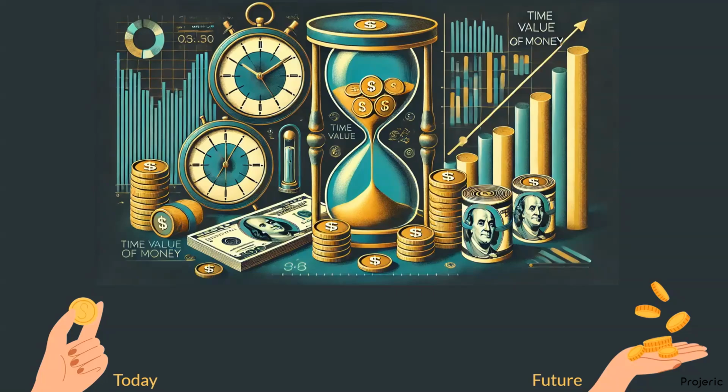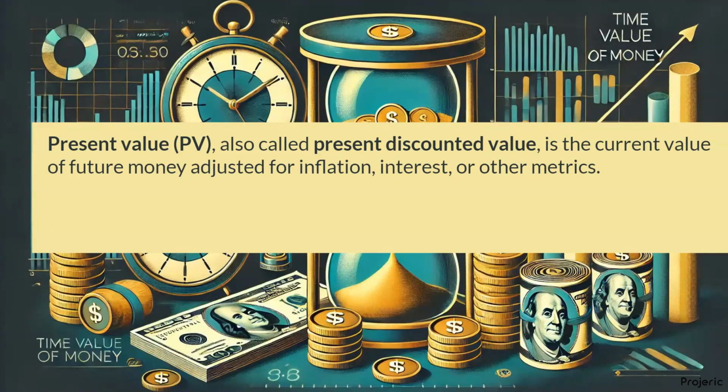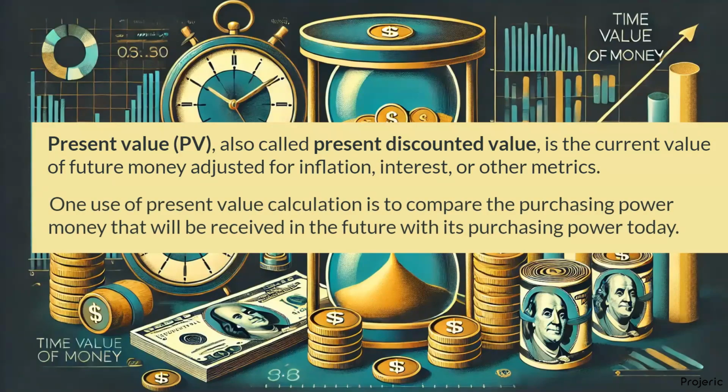purchasing power today. Present value, PV, also called present discounted value, is the current value of future money adjusted for inflation, interest, or other metrics. One use of present value calculation is to compare the purchasing power of money that will be received in the future with its purchasing power today.